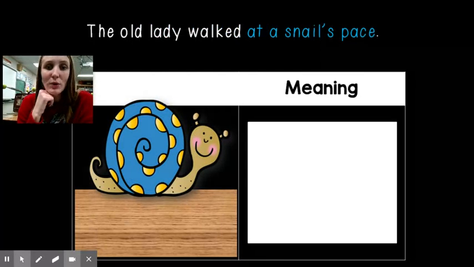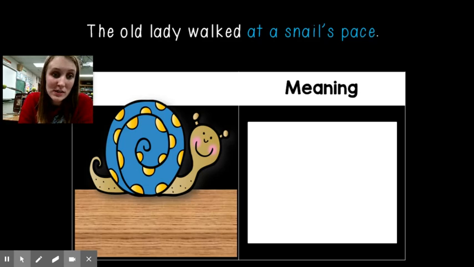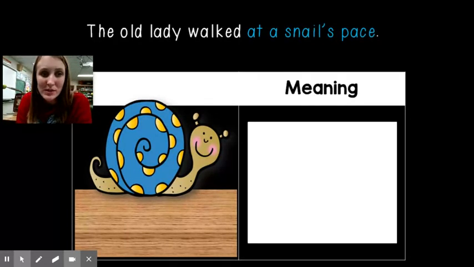We could say the old lady walked at a snail's pace. Now, we need to use the context clues in this. They specifically put old lady in this. Old ladies don't typically walk super fast. And if it's saying a snail's pace, I know that snails walk really slow. So we're using context clues to help us figure out what this idiom means.